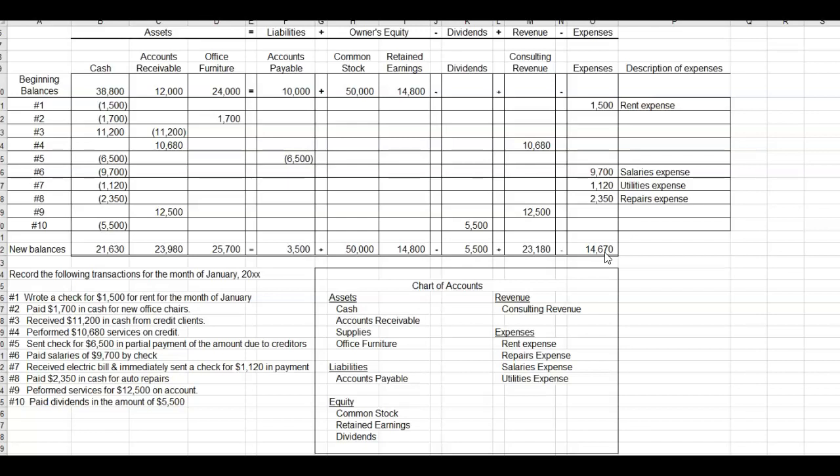Well, that's all for this lecture. In the next video, we will use this spreadsheet to talk about how we're going to prepare financial statements for Craven's Consulting Service. See you next time.